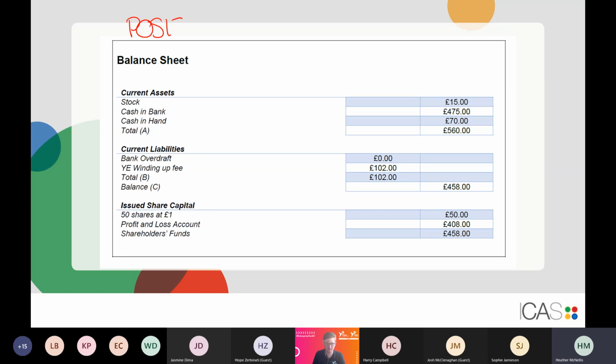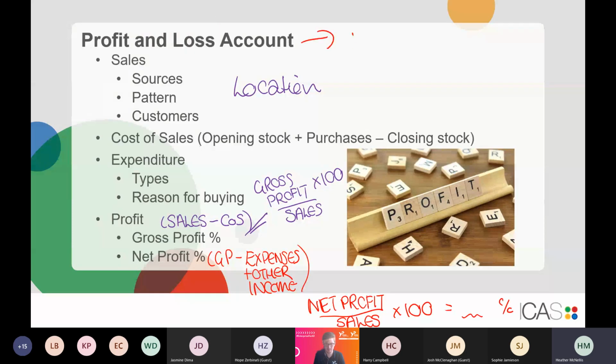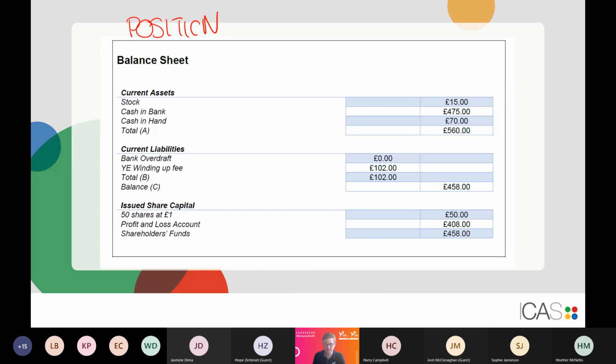So how you want to think about it is our profit and loss account is to do with the performance of the company, i.e. how much money you've made, and the balance sheet is to do with the position of the company.